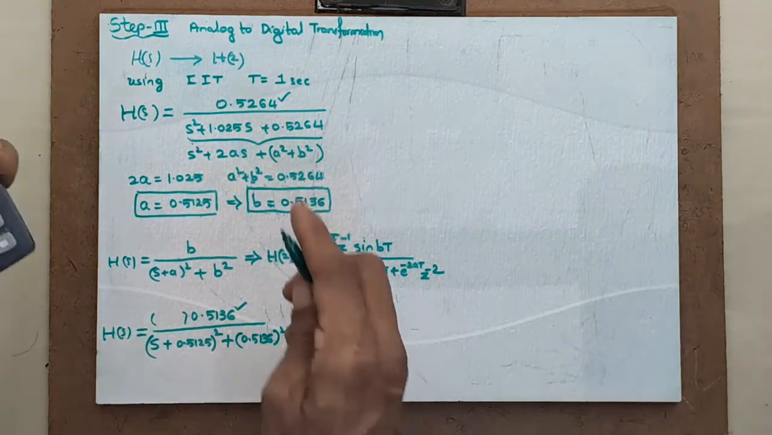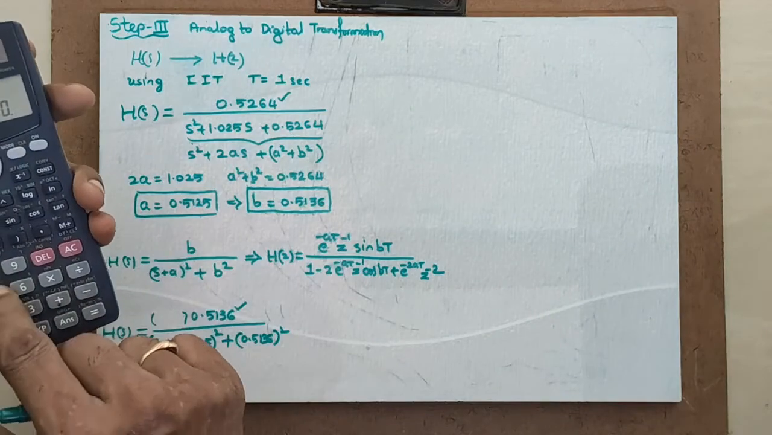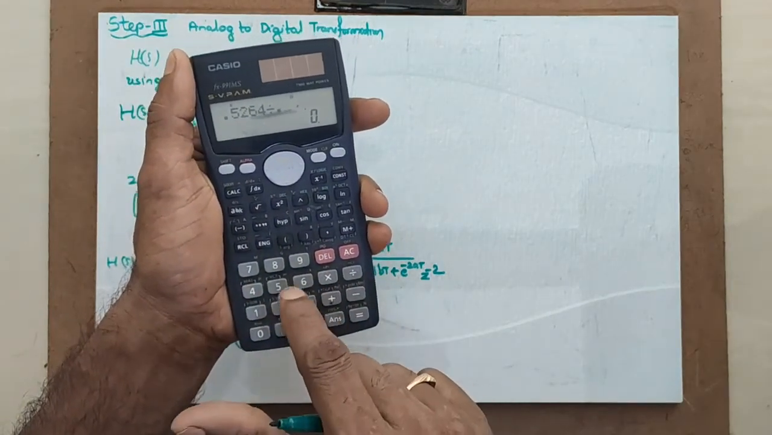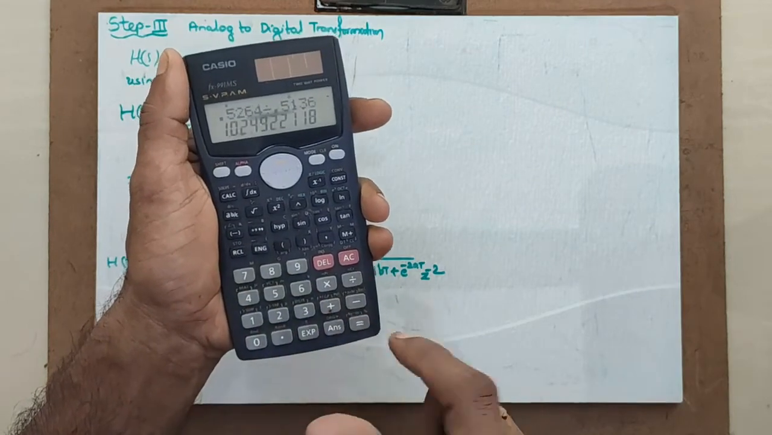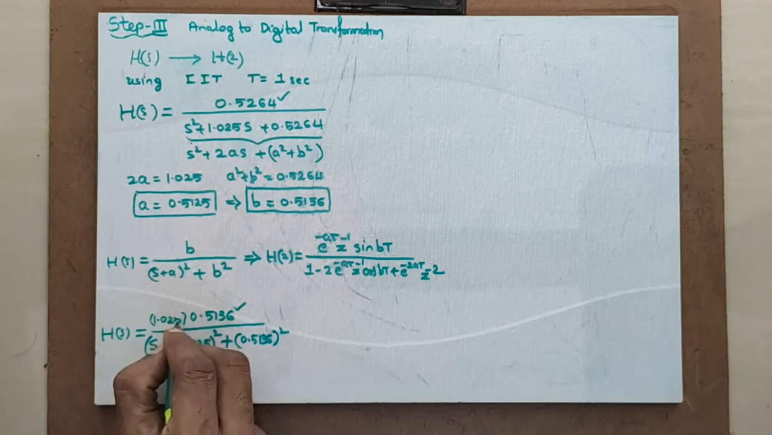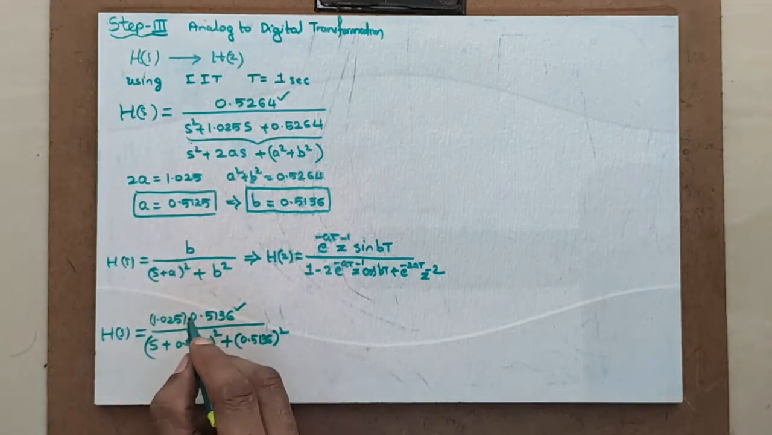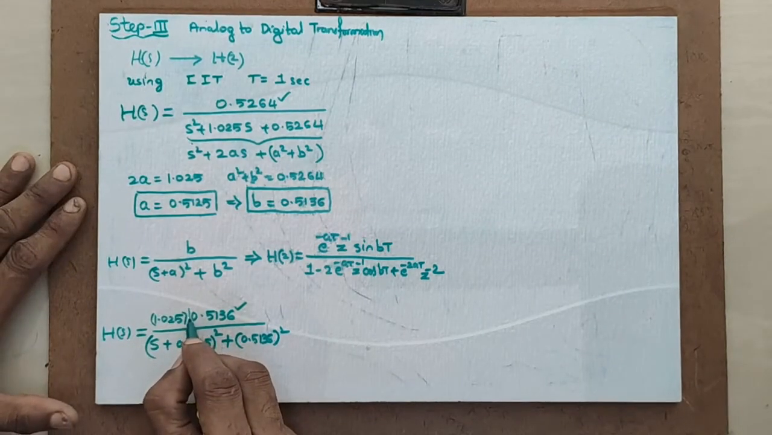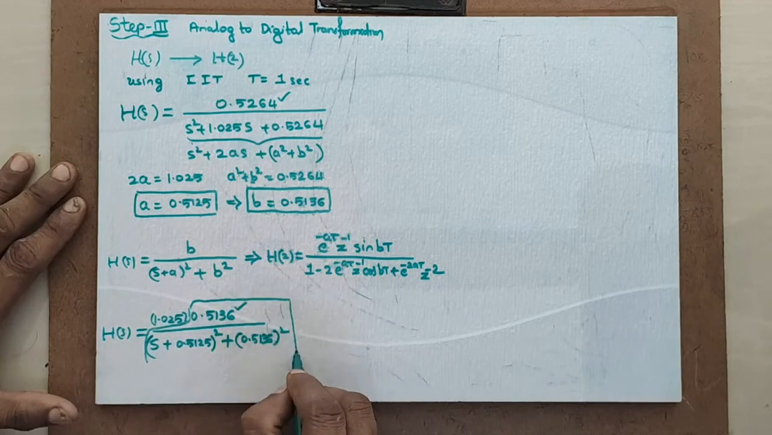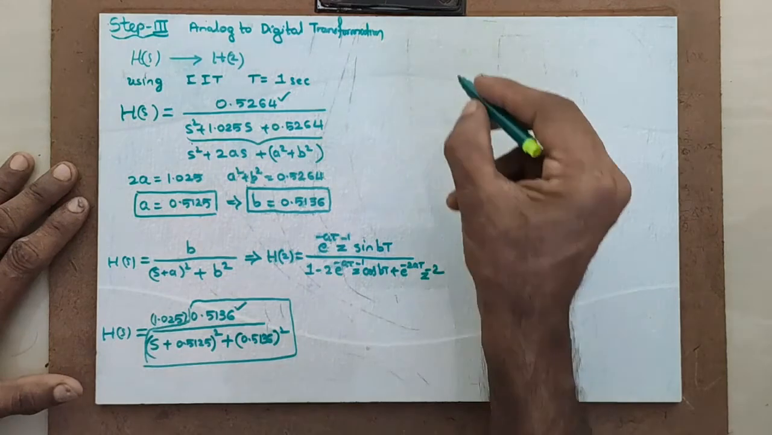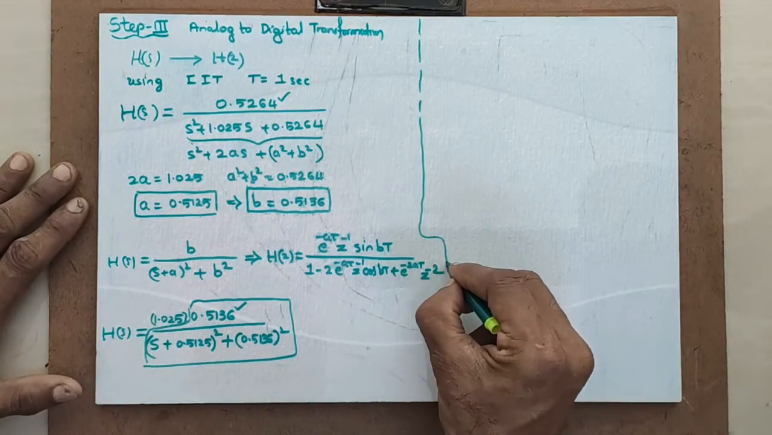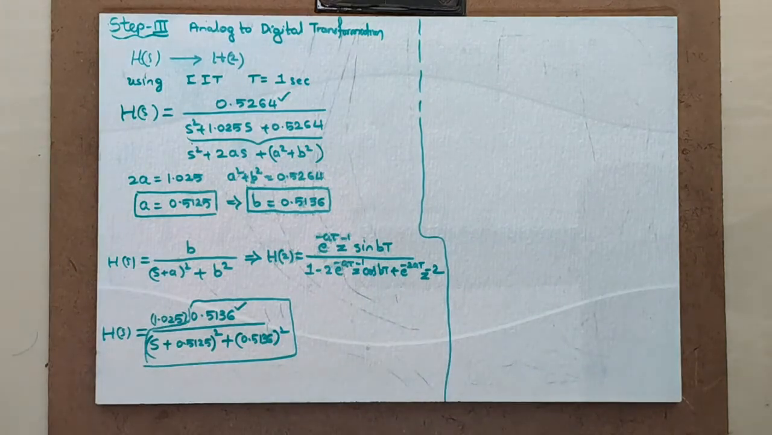So as to find that multiplying factor, very simple, 0.5264 divided by 0.5136, it becomes 1.025. Okay, you see now, this is a standard formula. What is the corresponding H(z)? You know, corresponding H(z) is this, isn't it? Hence I will use this standard formula so as to find out H(z).